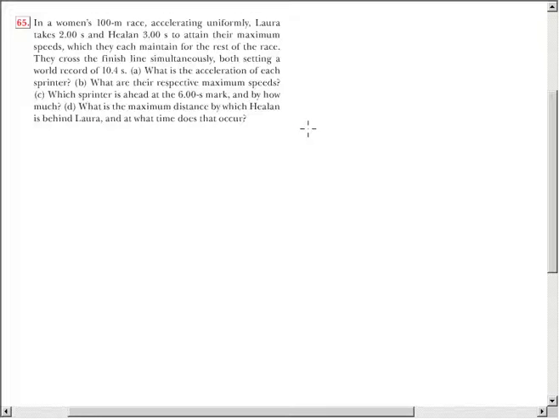Now the next question is, how would we find the maximum distance Helene is behind Laura? Pause the video and write down your thoughts. How would we write the equations describing Laura and Helene's motion? Pause the video and write down your thoughts.